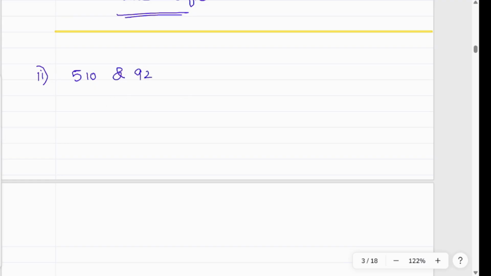Now we have to do the next question, which is the second one, 510 and 92. How to do it? First we have to find the factors of 510. 510 is divisible by 2, so we will get 255. Then again this number is divisible by 3, because 5 plus 5 is 10, 10 plus 2 is 12, so it is divisible by 3. When divided by 3, we will get 85. This number is divisible by 5. On dividing, we will get 17.